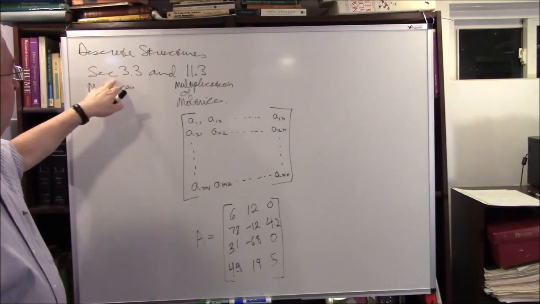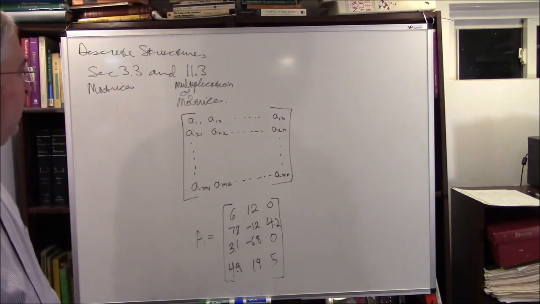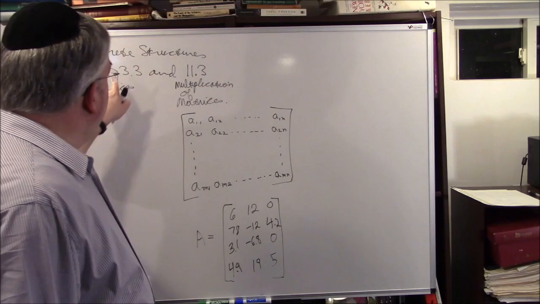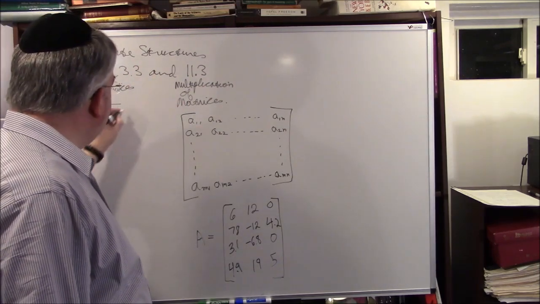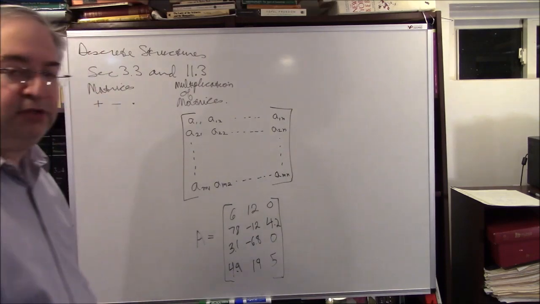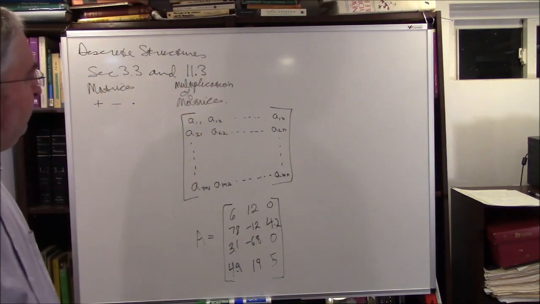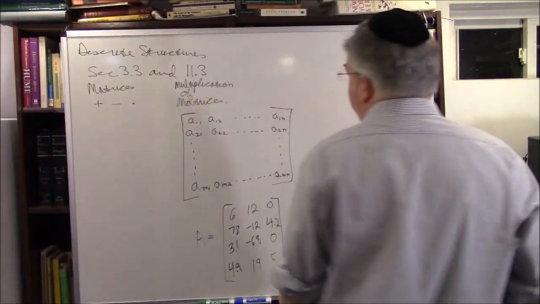That's the class. We're going to do today section 3.3 and section 11.3. They're connected. They're both short sections, so we put them together as one. We're going to talk about matrices, adding matrices, subtracting matrices, scalar multiplication of matrices. We're going to do lots of different matrices. And then we're going to skip to section 11.3, which talks about multiplication of matrices. But that's a little bit far away. Let's talk about it.